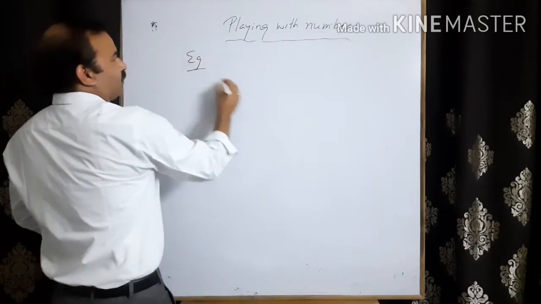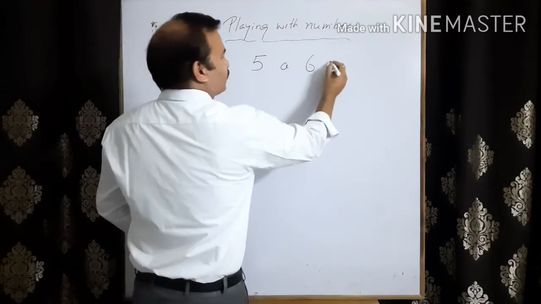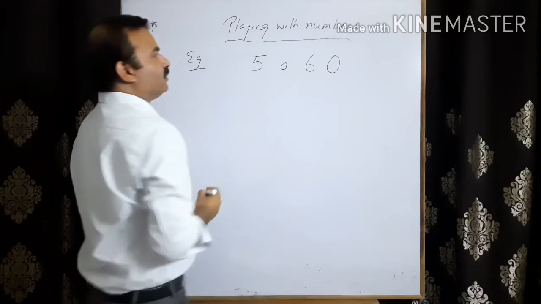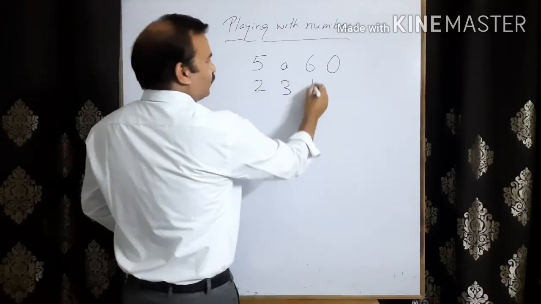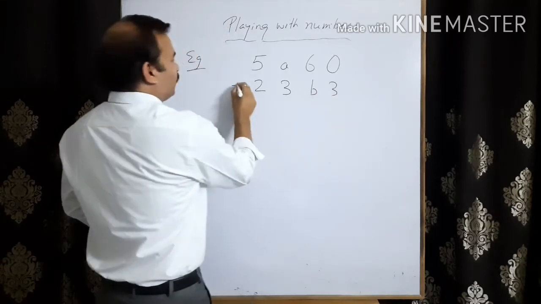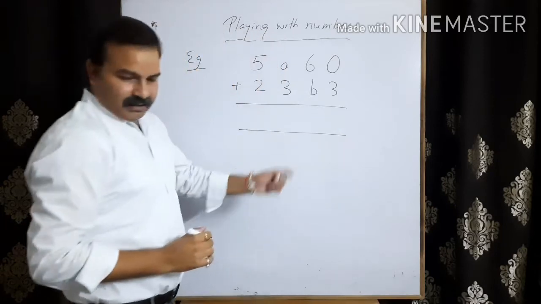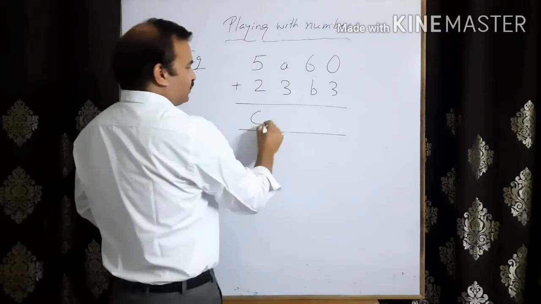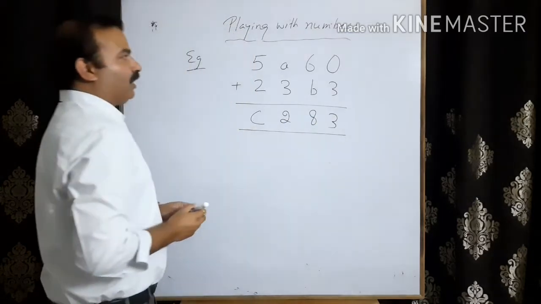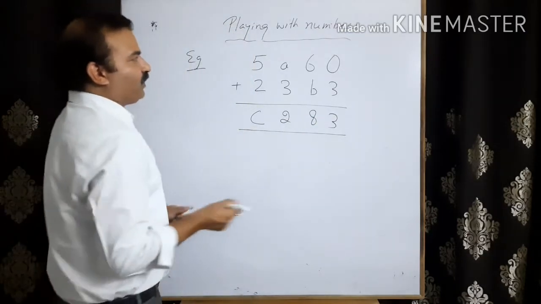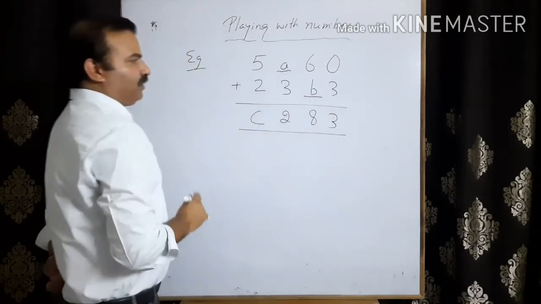The question is: 5A6, 0 plus 23B3. We have to add them such that the result will be C283. Now in this type of question we have to find the value of the alphabet A and the alphabet B.